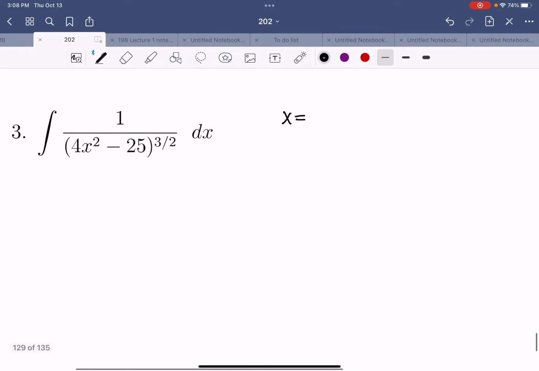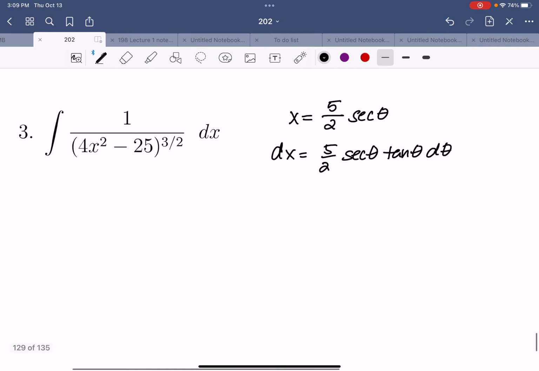And when the x squared comes first in its subtraction, that's always a secant theta. My a squared in this case is the 25, so my a is 5. And then I want to be able to cancel the 4. So if I take the square root of 4 and put the 2 on the bottom, I'll be able to cancel out that 4. Okay, so my dx then is 5 halves secant theta tangent theta d theta.